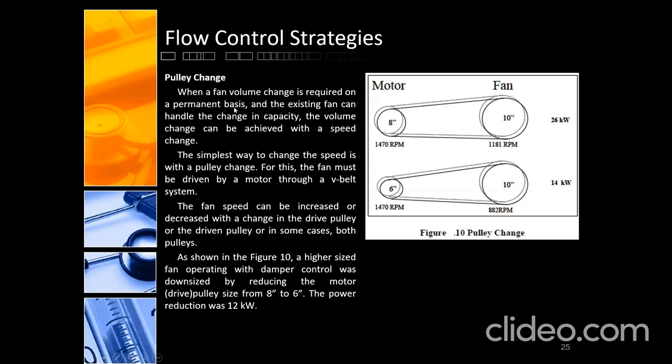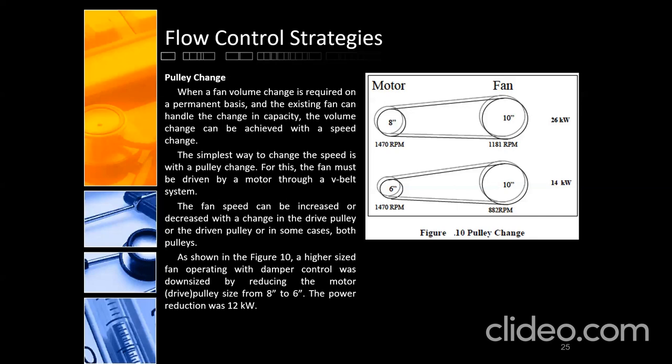Pulley change, when a fan volume change is required on a permanent basis, and the existing fan can handle the change in capacity, the volume change can be achieved with a speed change. So, meron kasing fan performance curve, makikita mo doon, allowed pa siya at okay pang efficiency sa na-reduce niyang flow. The simplest way to change the speed is with pulley change. For this, the fan must be driven by a motor through a V-belt system, belt-driven.